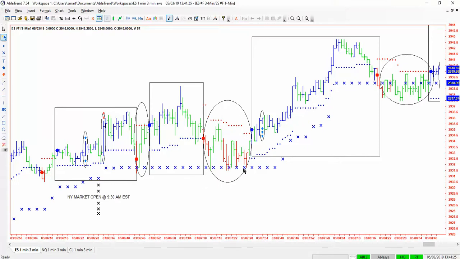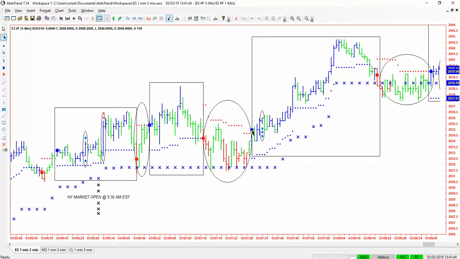Red dots, blue X's, stay out. This one here is a fairly small trade. It's okay. There's nothing wrong with it. You enter here. This is the buy signal.